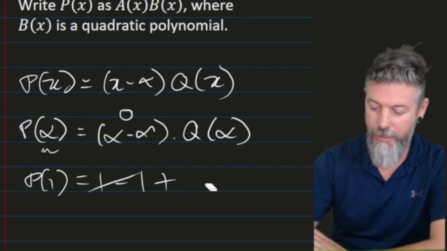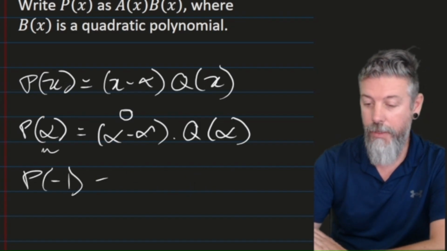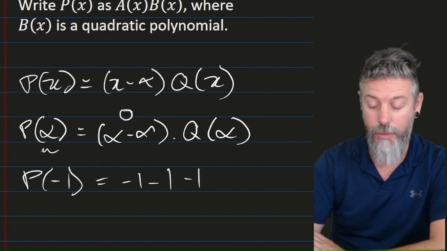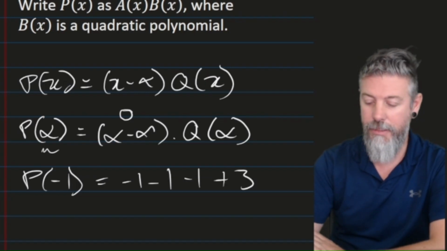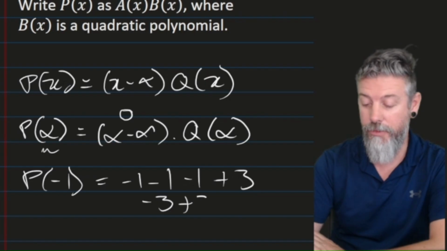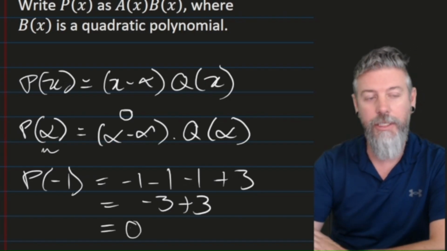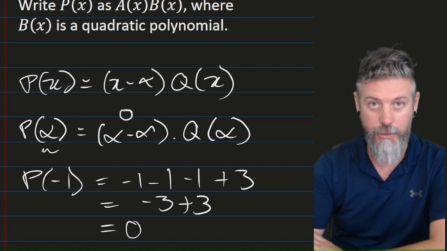Oh, I've lost my eraser. So now we're going to do p of -1, and we get -1 cubed is -1, minus -1 squared is +1, so we're still minusing 1, plus x, which is -1, plus 3, and here it is. This is -3 plus 3, which is going to be equal to 0. So we've actually found a number that will go in and will make our polynomial equal to 0.